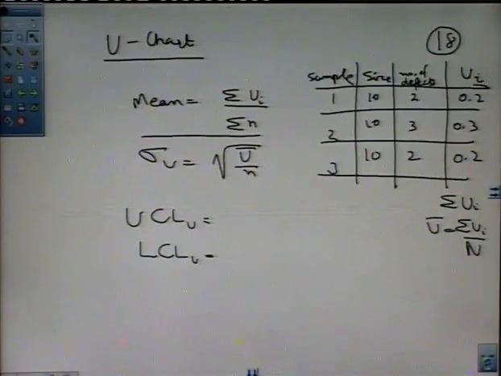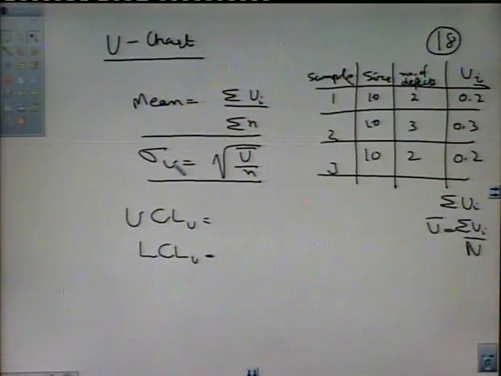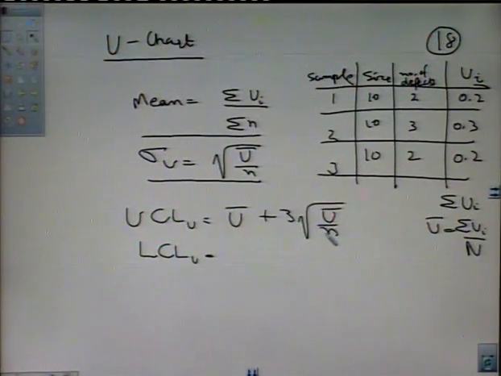So the standard deviation of the U chart is the square root of U bar divided by N. Upper control limit is U bar plus 3 times the square root of U bar divided by N, and lower control limit is U bar minus 3 times the square root of U bar by N.